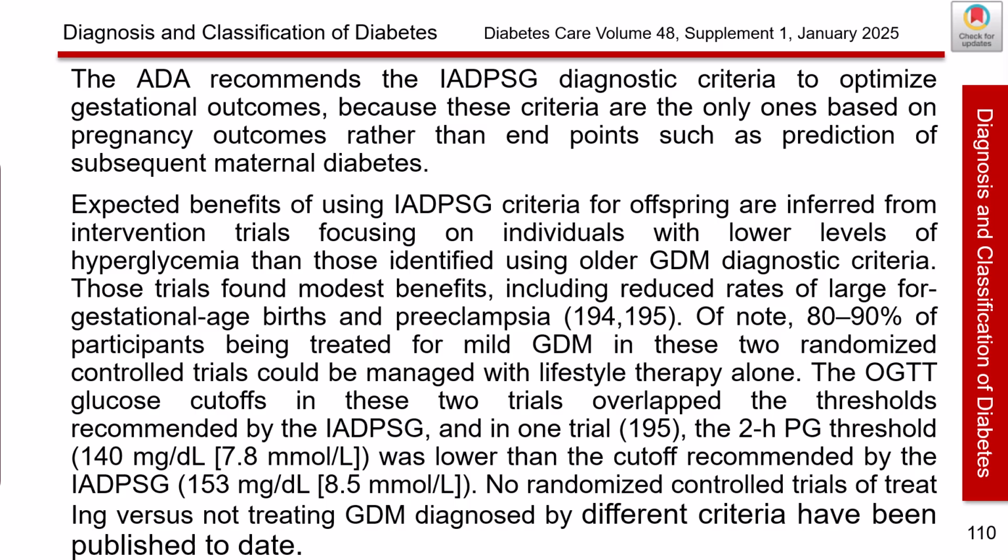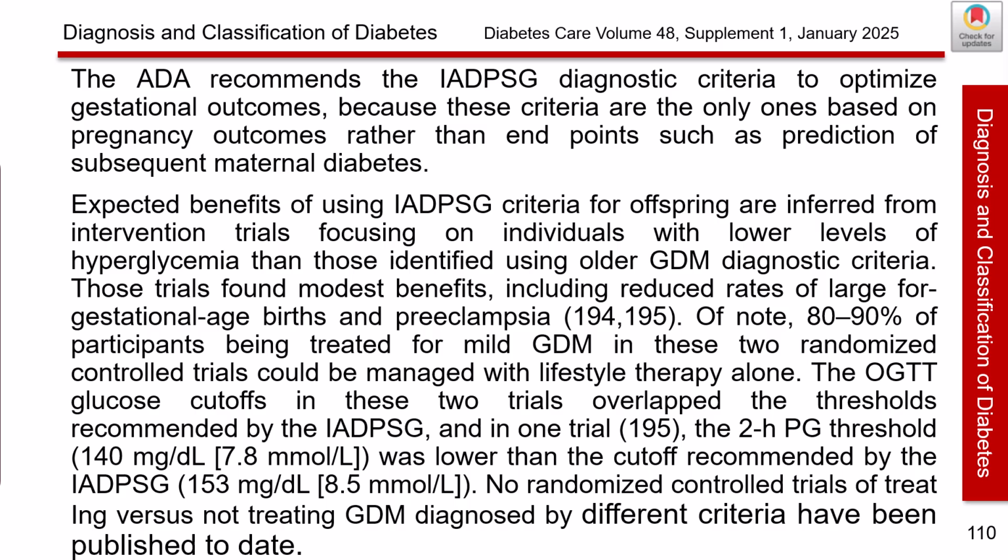Those trials found modest benefits, including reduced rates of large for gestational age births and preeclampsia. Of note, 80 to 90% of participants being treated for mild gestational diabetes mellitus in these two randomized controlled trials could be managed with lifestyle therapy alone.